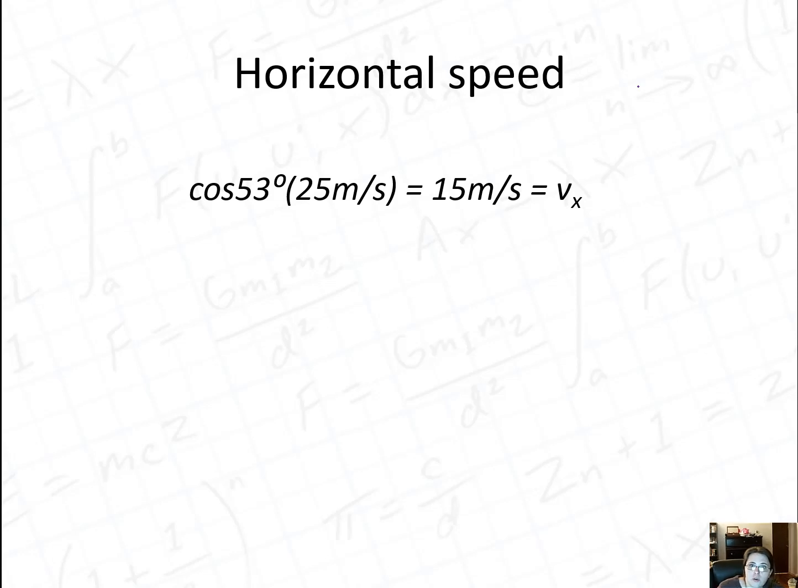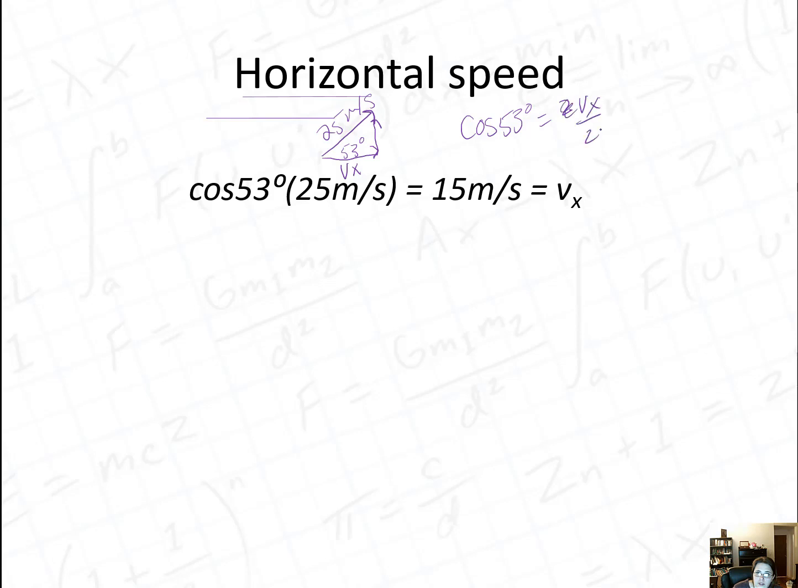So then the horizontal speed is found in a similar manner, 25 meters per second, 53 degrees. These are obviously not drawn to scale. This is Vx. And then we're going to say it's cosine 53 degrees because it's adjacent over hypotenuse is equal to Vx over 25. So then it's 25 times cosine of 53. That's what we get. It's 15 meters per second in the horizontal direction.